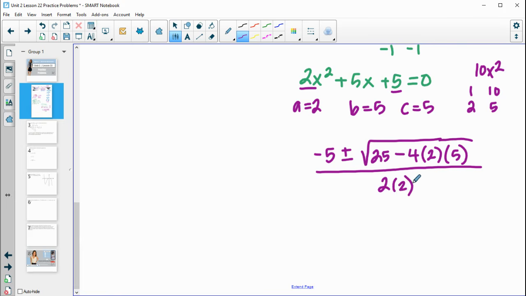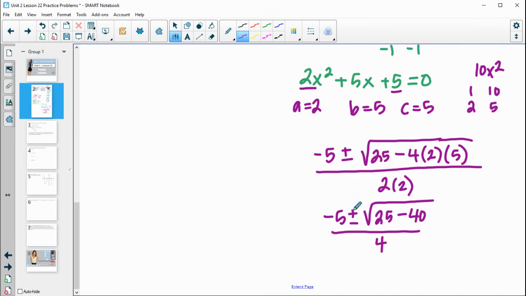Okay, so this will all be over 4. So we have -5 plus or minus, and then in here we end up with 25 minus, so we'll get -8 times 5, which is -40, and then divided by 4.